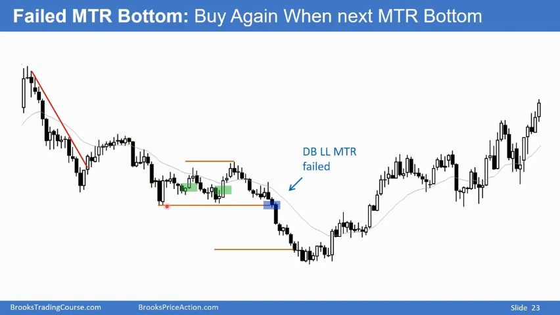Very tight channel, might be simply a minor reversal, but now we have a small double bottom and a bigger double bottom. This is a reasonable buy. This is a reasonable buy as well. A pretty good first leg up. Bulls probably would put their stop below that low.